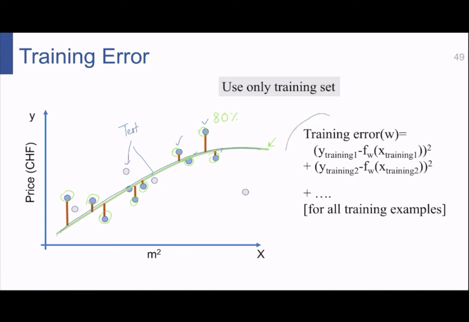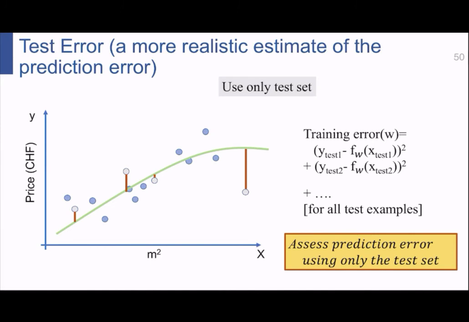We can also calculate the training error, but this is not very useful. And then, sorry, here, this should be test error. So we use the points that we left out here, 1, 2, 3, 4, in order to test how good or bad our model is. And we do this for all of the test examples. So we assess the prediction error using only the test set. This is in order to get a more realistic view of how good or bad our model is going to be. We can only do this by testing on data points that we have not already seen.